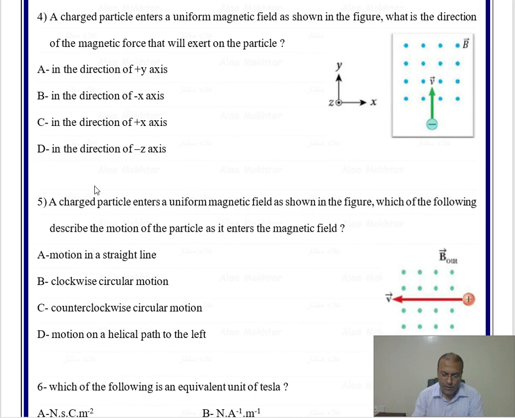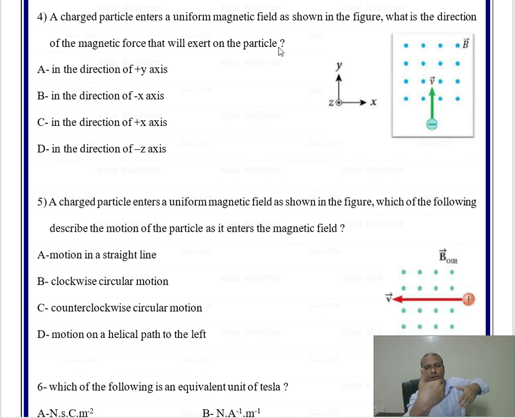Number 4. A charged particle enters a uniform magnetic field as shown in the figure. As you see, the magnetic field is out of the screen. What is the direction of the magnetic force that will be exerted on this particle? We will use the right hand rule again. My fingers out of the screen, my thumb up. Look to me. My fingers out, my thumb up.